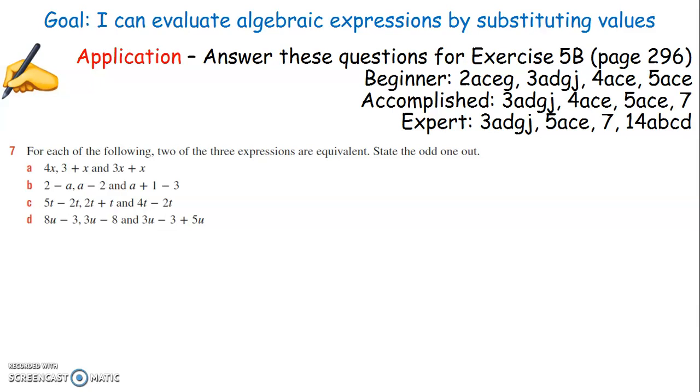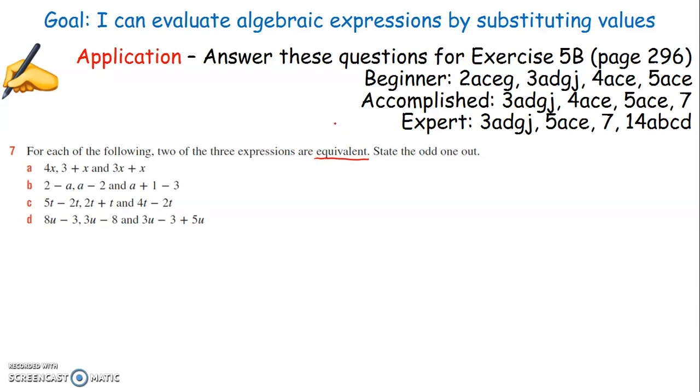Question 7 of exercise 5b, it says, for each of the following, 2 of the 3 expressions are equivalent. State the odd one out. Okay, so 2 of the 3 expressions are equivalent. So what does that mean again?